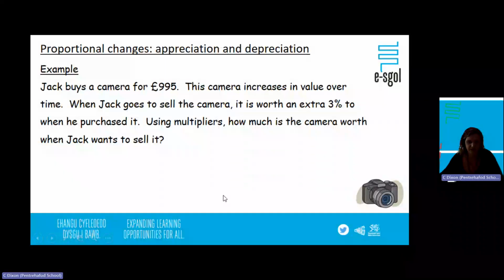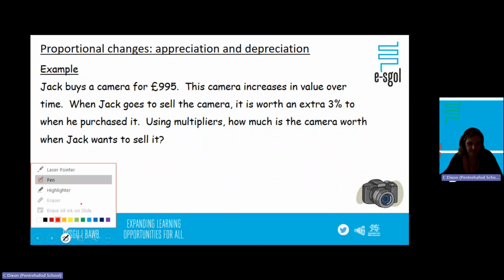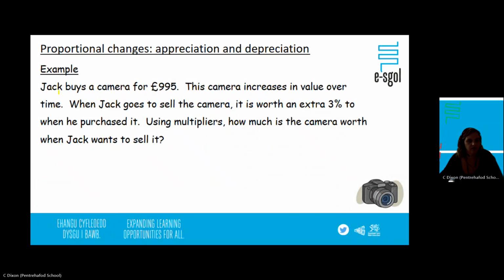So let's have a look at a question. I'm going to just get my highlighter so we can pick out our keywords. Okay, so Jack buys a camera for £995. This camera increases in value over time. When Jack goes to sell the camera, it is worth an extra 3%. So because it's an increase, this is going to go up from when he purchased it. Using multipliers, how much is the camera worth when Jack wants to sell it?